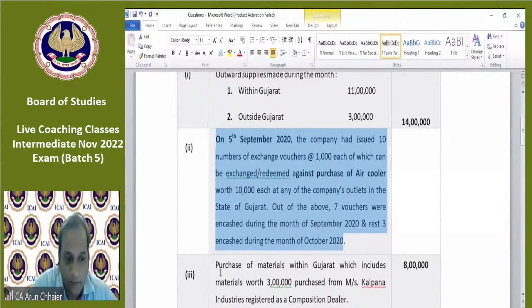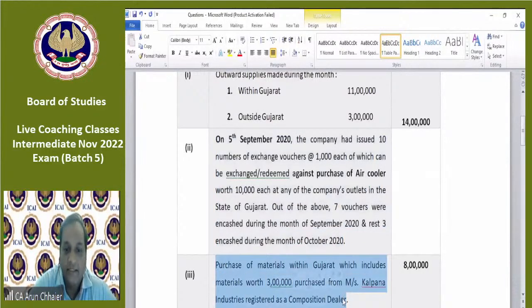Fine. Next point. Purchase of the material within Gujarat, which includes the material worth rupees 3 lakh purchased from Messrs. Kalpana Industries, registered as a composition dealer.